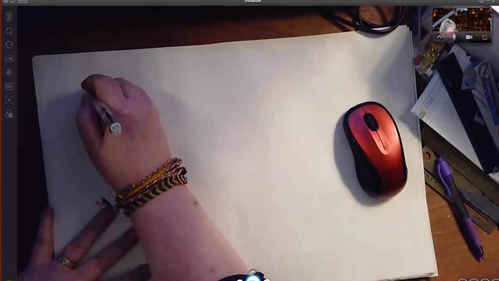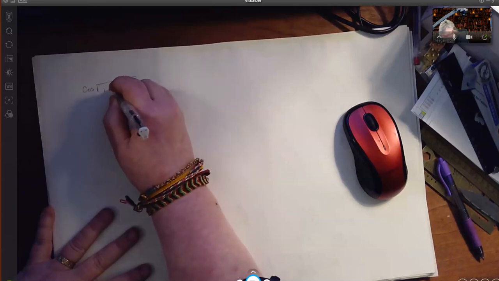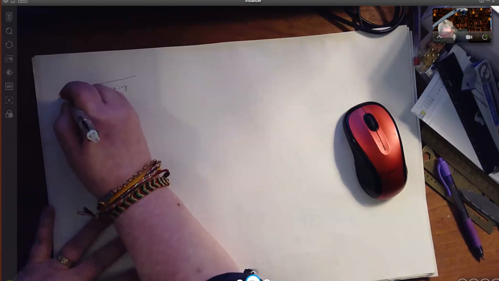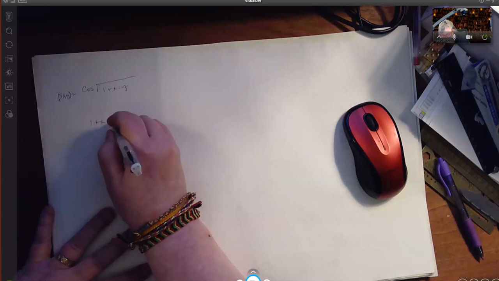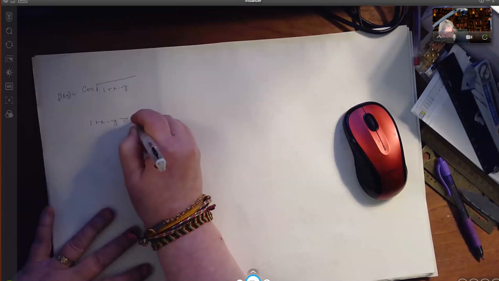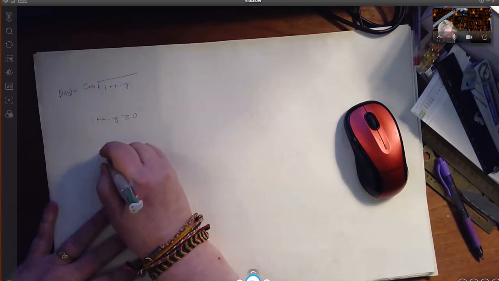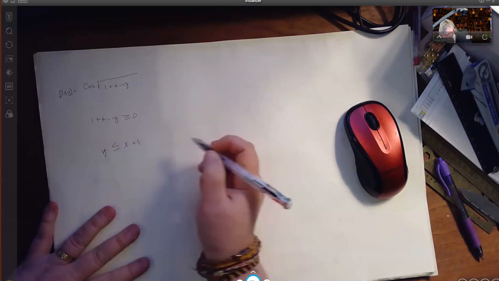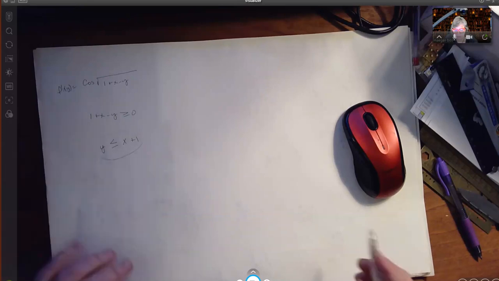So we have the cosine of the square root of 1 plus x minus y is my function. So 1 plus x minus y must be greater than or equal to 0. This is under the radical. So I have y is less than or equal to x plus 1. So that's the only place we can't plug this stuff in.